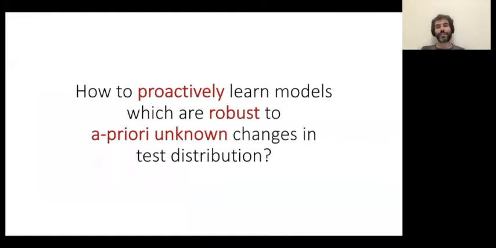And so, how do we proactively learn models which are robust to an a priori unknown change in the test distribution? Okay, so we know the test will change. We know it will change, not completely, but in ways that we cannot entirely foresee. How do we proactively learn a model that will succeed against it, that will be robust against this change?